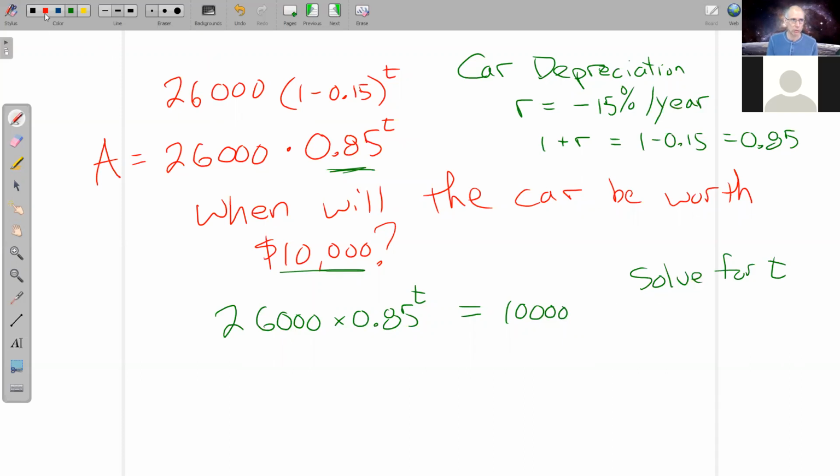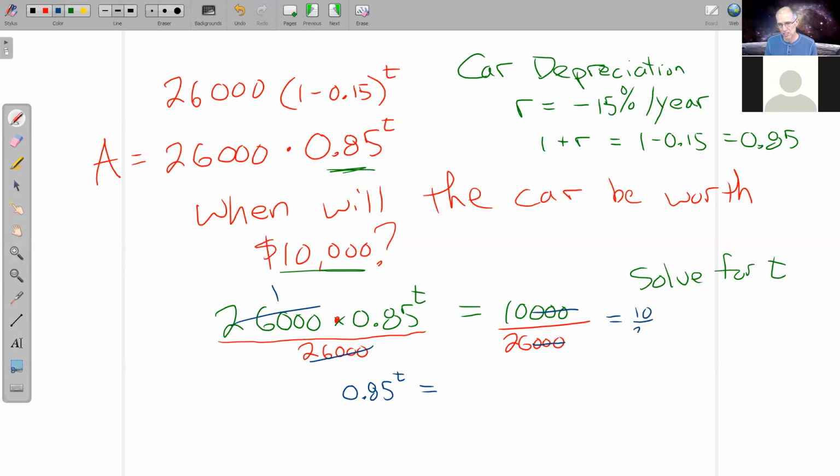So kind of similar to other algebra we've done, if we have a multiplication going on, we get rid of it by dividing. So we have to divide both sides by 26,000 here. On the left side, a number divided by itself is 1. So I just have the 0.85^t left. The other side I can clean up a little bit. I could divide top and bottom by 1,000. So that would be 10 over 26.